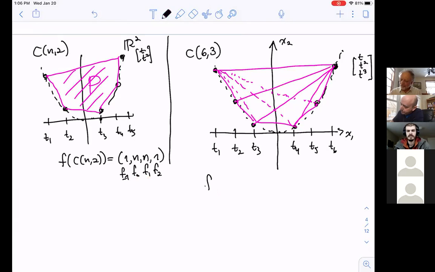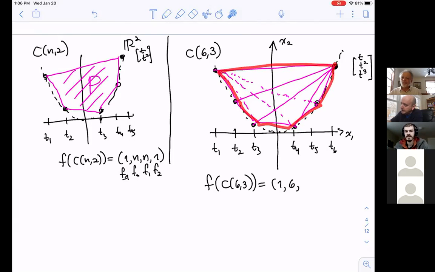For C6,3, the F vector is going to look like 1, 6, right? All of those vertices are the 6 vertices that we started with. There's 12 edges, I think. You get 6 of them going around like that. And then there's 3 in the top clamshell, and then there's 3 in the bottom clamshell. So I think you get 12.